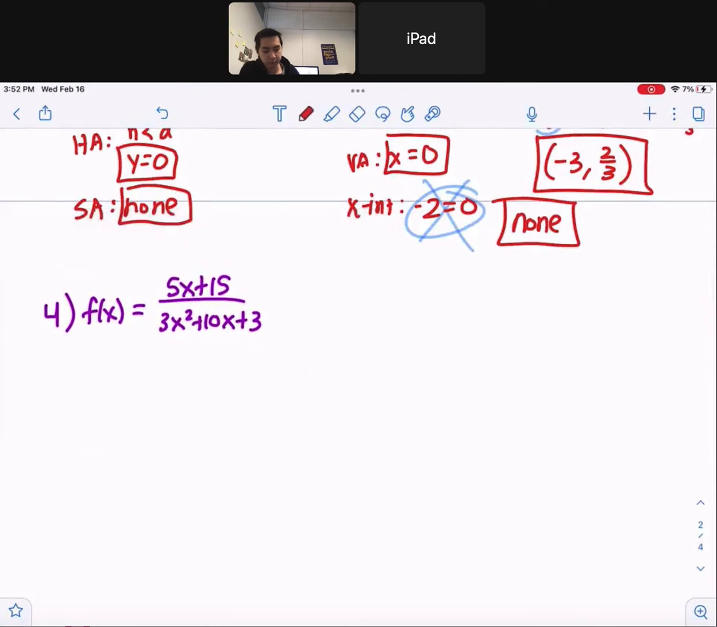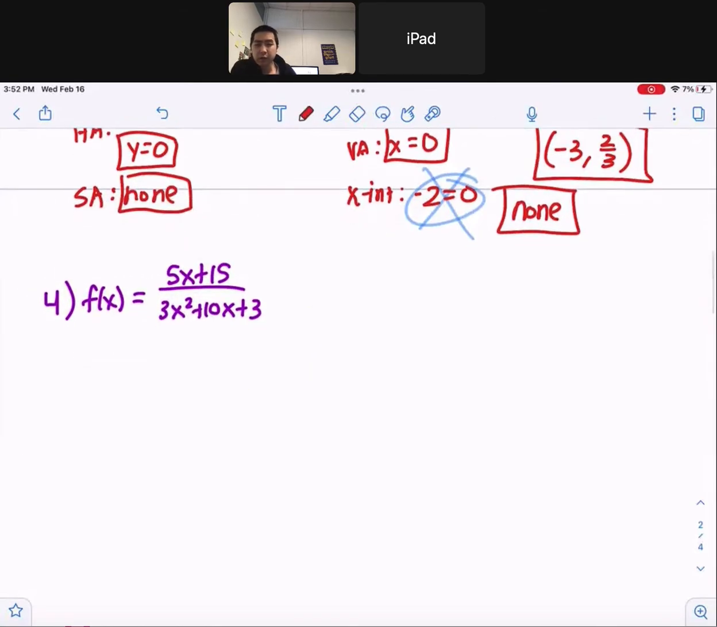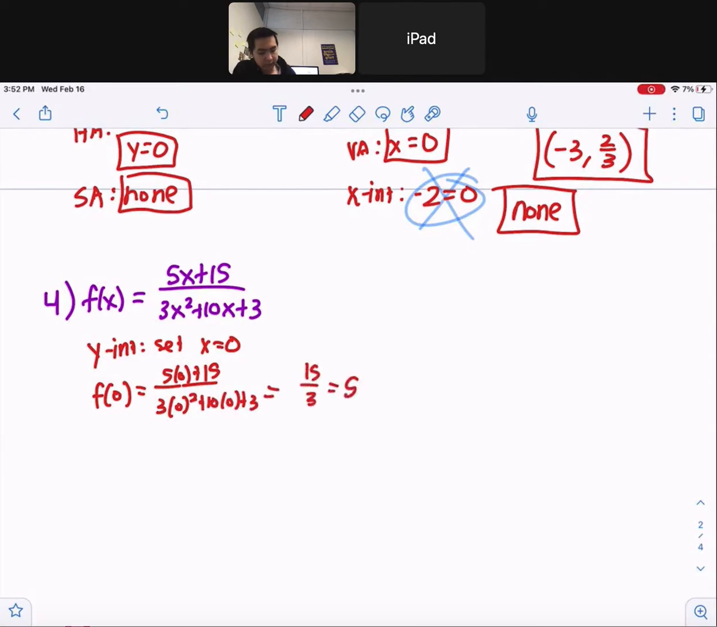Now we got number 4. Okay, so for number 4, y-intercept, set x equals to 0, right? So everywhere we see an x, it becomes a 0. 3 times 0 squared plus 10 times 0 plus 3, which is 15 over 3, which is 5. So the y-intercept is (0, 5). Horizontal asymptote, the numerator's degree, which is 1, is less than the denominator's degree, which is 2.